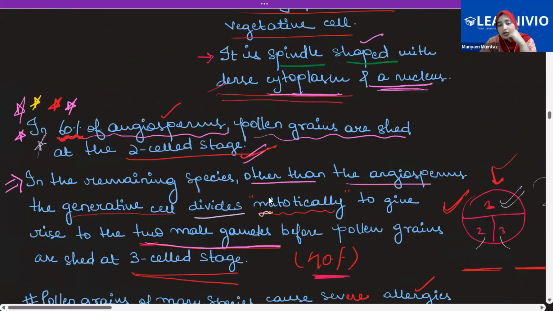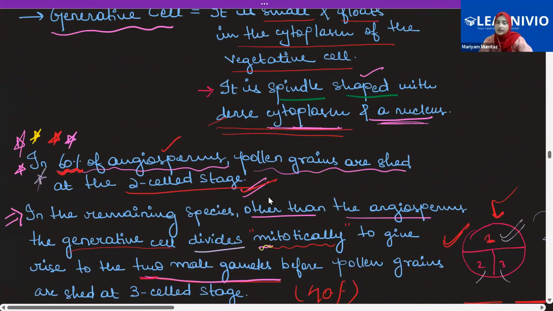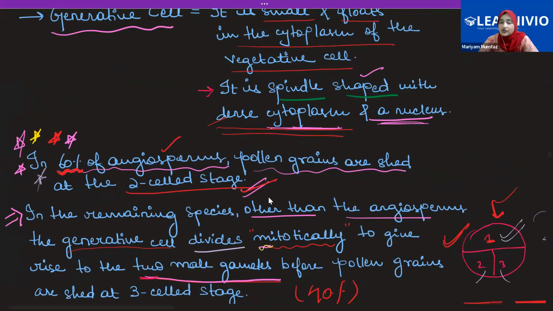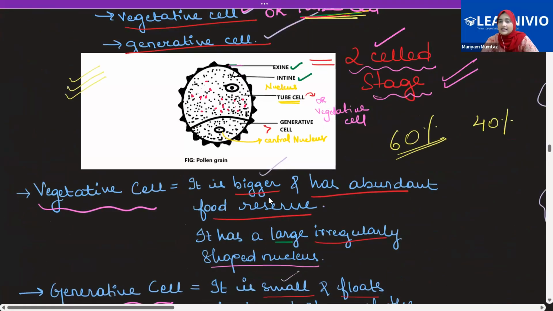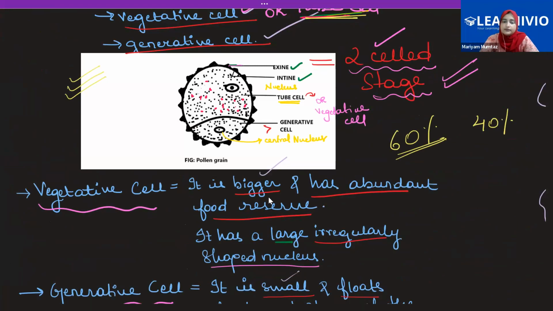Now, one of the most important lines that you have to remember is that in the case of 60% of angiosperms, the pollen grains are shed at the two cell stage, meaning when the pollen grain matures and reaches this cell stage, then it is shed.